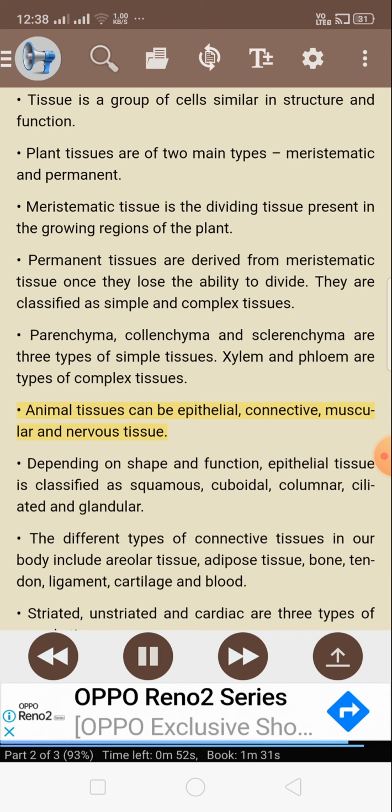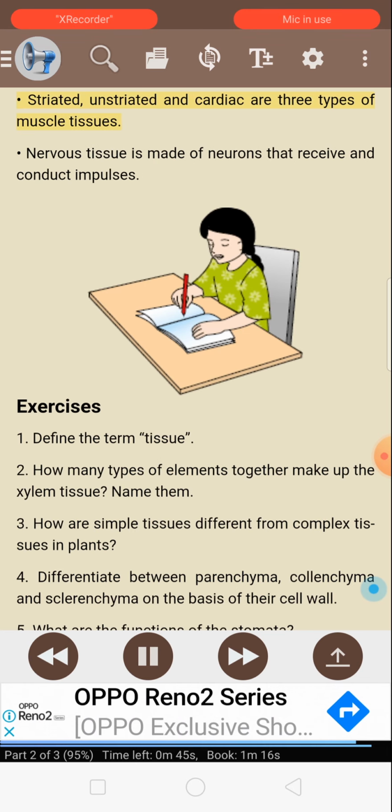Animal tissues can be epithelial, connective, muscular, and nervous tissue. Depending on shape and function, epithelial tissue is classified as squamous, cuboidal, columnar, ciliated, and glandular. The different types of connective tissues in our body include areolar tissue, adipose tissue, bone, tendon, ligament, cartilage, and blood. Striated, unstriated, and cardiac are 3 types of muscle tissues. Nervous tissue is made of neurons that receive and conduct impulses.